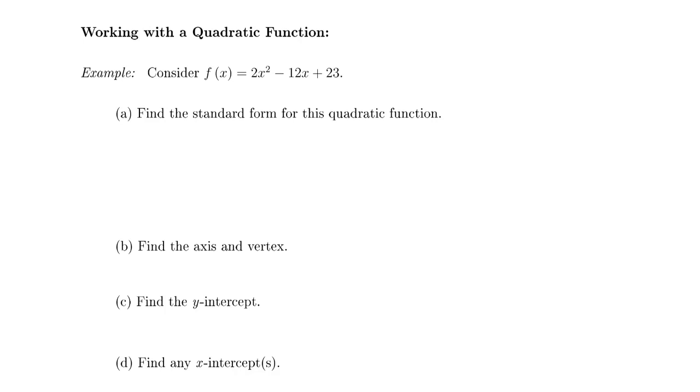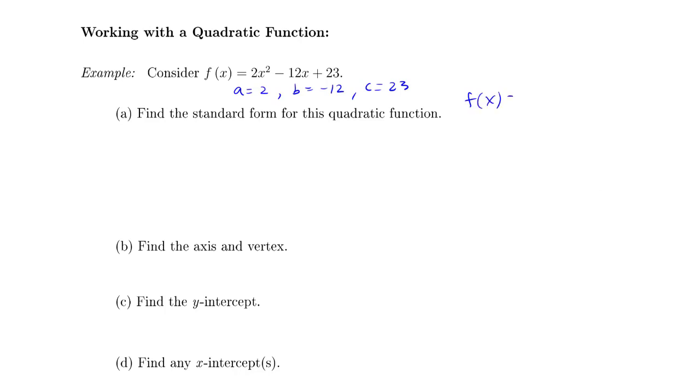So now let's see what we can do with these quadratic functions, especially once we have it converted to that standard form. So here I have the quadratic in the other form, and I can easily pick out that a is 2, b is negative 12, and c is 23. And what I'm going to do first is go get the standard form of this.